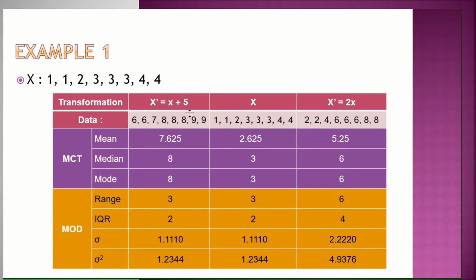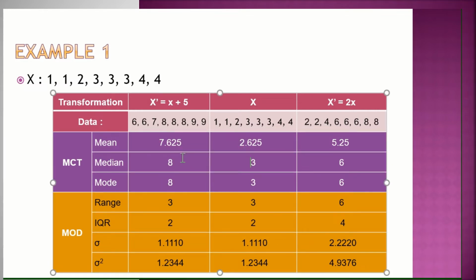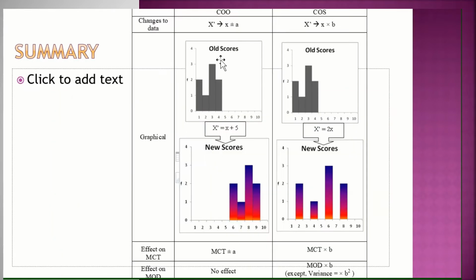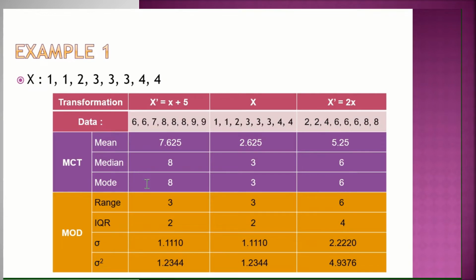So, plus 5 is change of origin, isn't it? When I change my data by plus 5, my mean also plus 5. Median also plus 5. Mode also plus 5. But the rest here, MOD, no effect. No effect when you plus and minus. I already showed you why, with this histogram here.